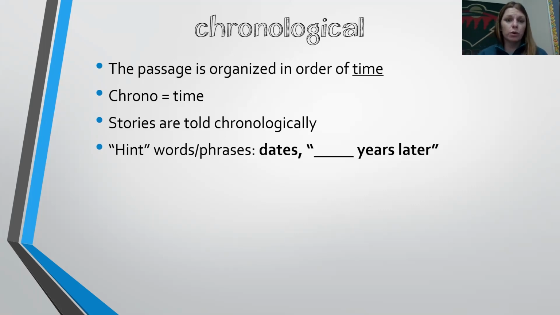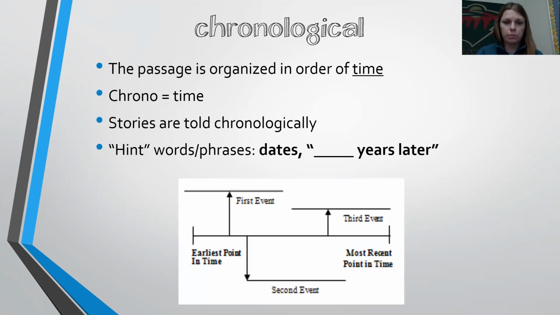Some of the hint words or phrases. Every single text structure is going to have these signals, these hints, and they're going to be specific words that you're going to look for to identify the text structure. For chronological, it is dates, like days and years, as well as phrases like blank years later, showing the passage of time. Each one of our text structures will also have a graphic organizer, a picture that goes with the type of structure, and you will use that to identify them.